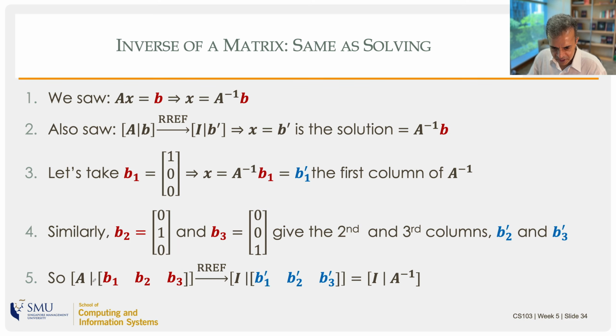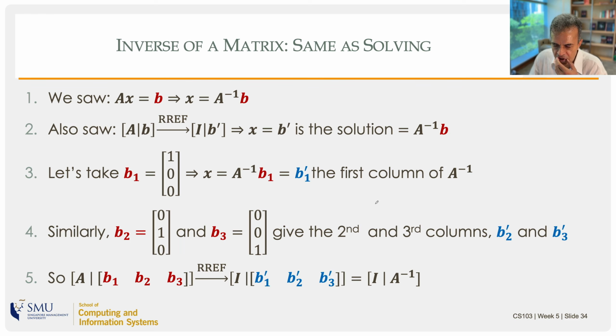That means I will augment A by B1, B2, B3. And what's [B1 B2 B3]? That is just the identity matrix, because B1 is the first column of the identity matrix, B2 is the second column, B3 is the third column. What do I get after the RREF? I get B1', B2' and B3'. Those were the first, second and third columns of A inverse. So that's how it comes about.